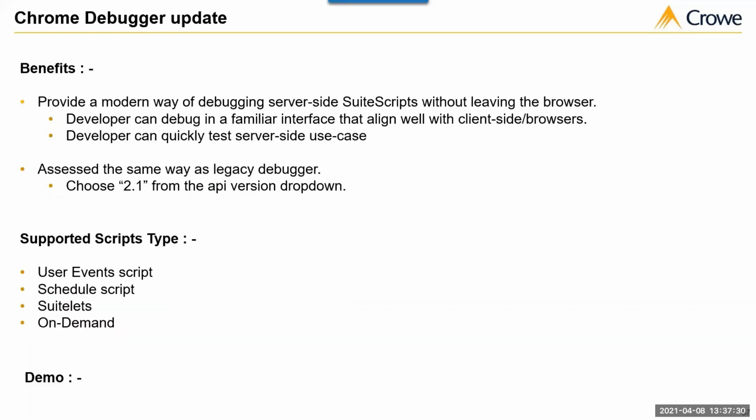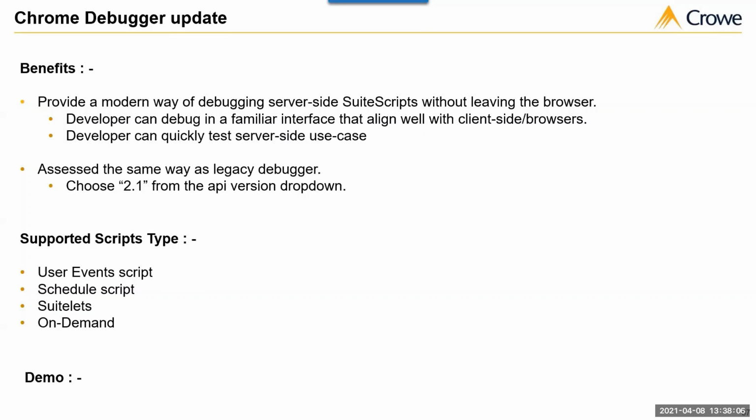Okay, so in the new release preview, we now have a capability to debug our SuiteScript 2.1 as we are doing with our legacy debugging, using the Chrome debugger. So we don't require the way we are currently debugging with the NetSuite debugger. In this, we are going to debug our server side script with the Chrome debugger.